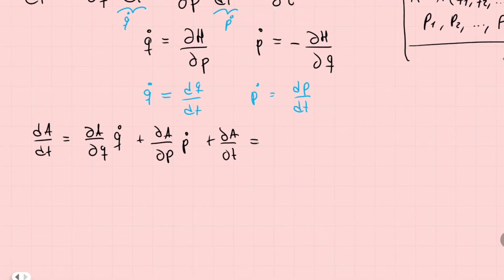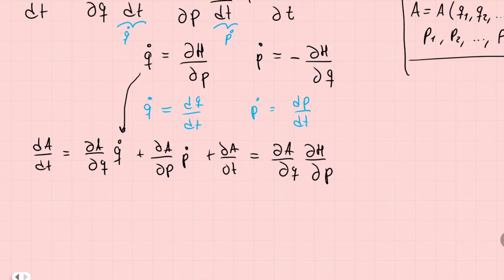Okay, but using the Hamilton equations, we see here that q dot is equal to the partial of H with respect to p, and so we are going to get the partial of A with respect to q times the partial of H with respect to p. And then here we are going to have p dot, but p dot is negative the partial of H with respect to q, and that multiplies this quantity over here, so we will have a negative here: the partial of A with respect to p times the partial of H with respect to q, plus dA/dt.